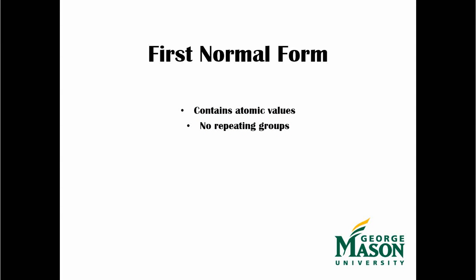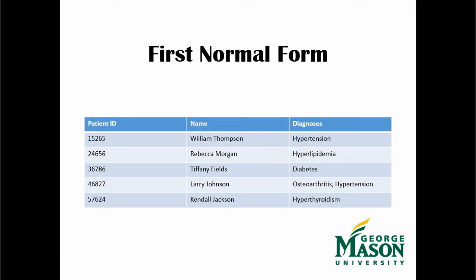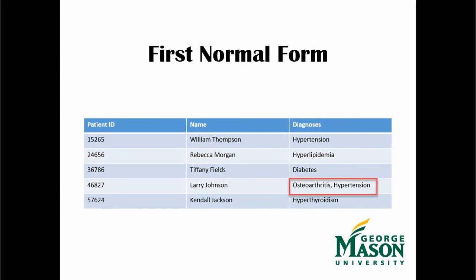In the first normal form, each table should contain atomic values, meaning that a single cell contains only one value and that there are no repeating groups. Each record is to be unique. Here we have a table with patient information. We have 3 columns starting with patient ID, then name, and then diagnosis. Each column here should have one value and no repeating groups.